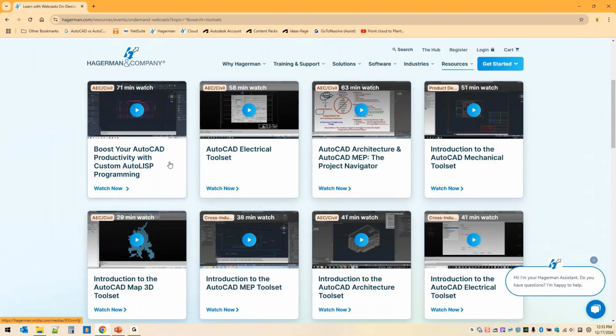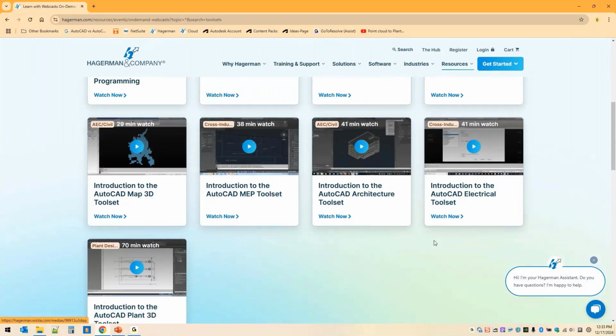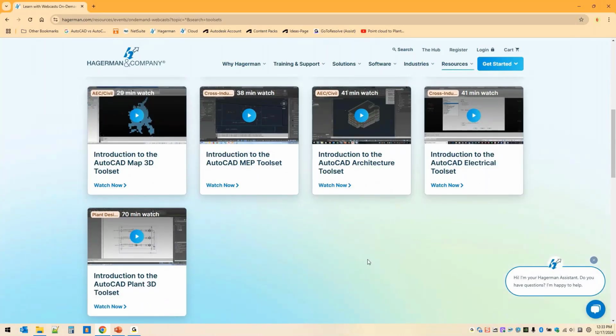Here's that Boost Your AutoCAD Productivity one I told you about, that will cover the differences between AutoLisp on LT and also in AutoCAD. The only reason I could think of that popped up is because I do use Plant 3D and AutoCAD Electrical for some examples in that particular webinar. We have two on the electrical tool set. You have this one, and down here there's the introduction. This one I think is more recent. I'm not sure, but either one of those is going to be pretty good. This gives you a method to get to a lot more information about those specific tool sets.